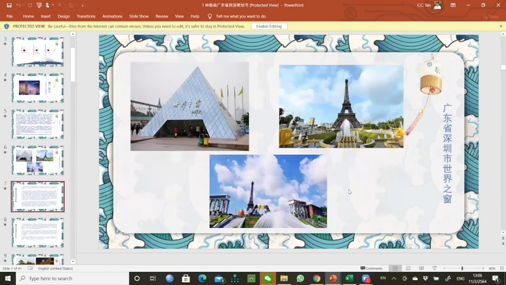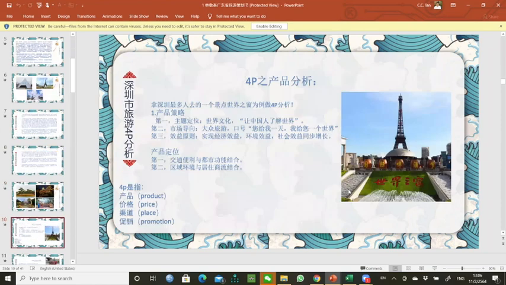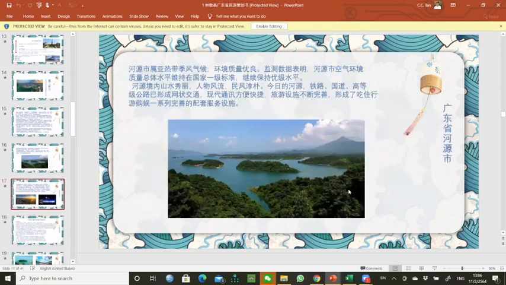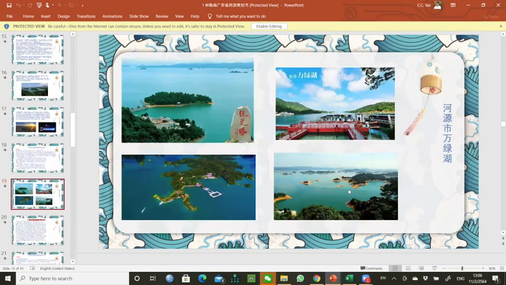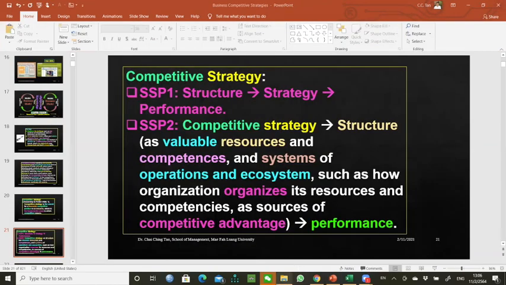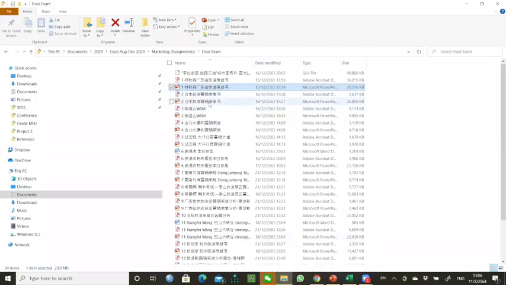And so they presented to me the 4 P's of Shenzhen, and then slowly moved into what things they need to do from the tourist perspective. They are not tourism students, but they are BA students, but I forced them to do these things. And different students talk about different things.